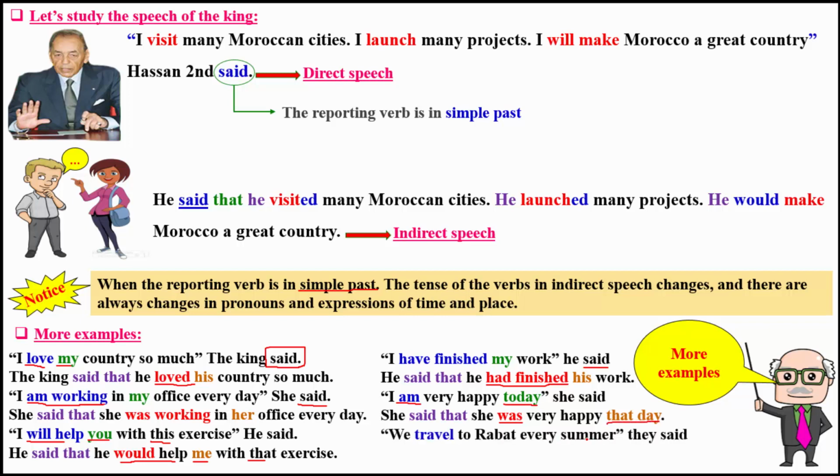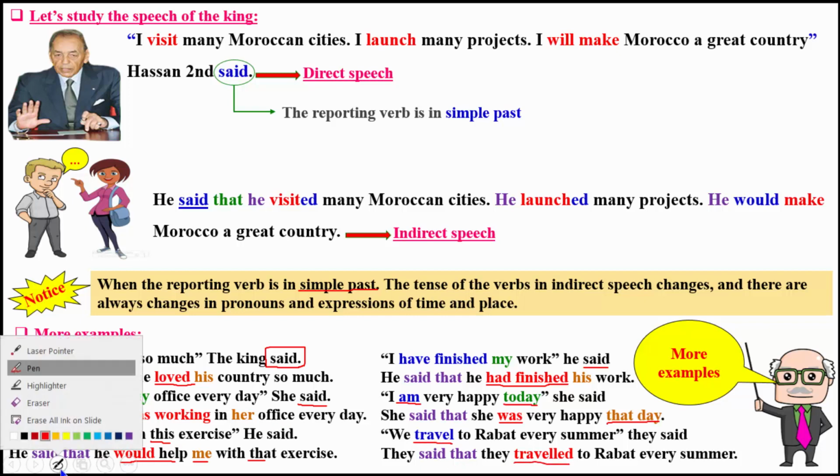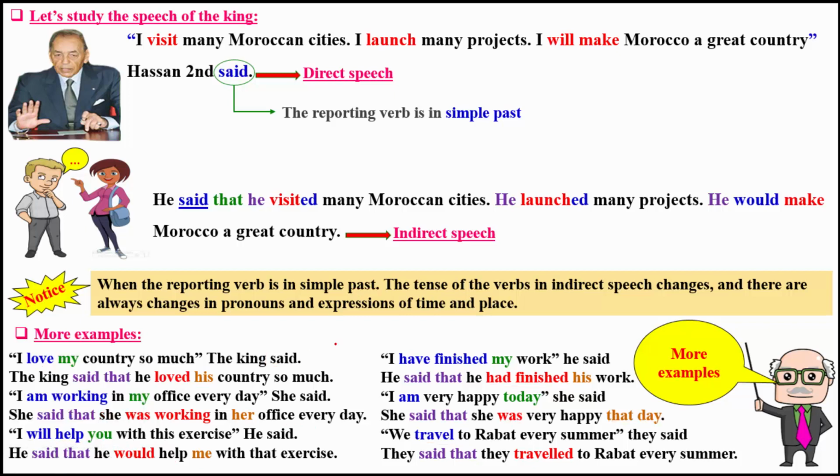Then we have, "We travel to Rabat every summer," they said. The answer, or the indirect speech, is: they said that they travel to Rabat every summer. The verb here, "travel," is in simple present. It changed to simple past. So these are the major changes in the tense of verbs in reported speech.